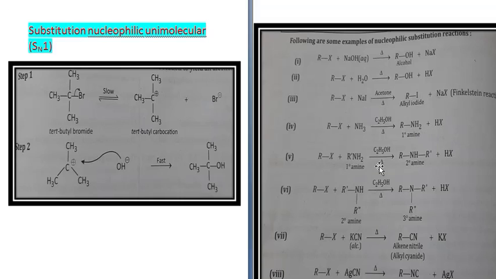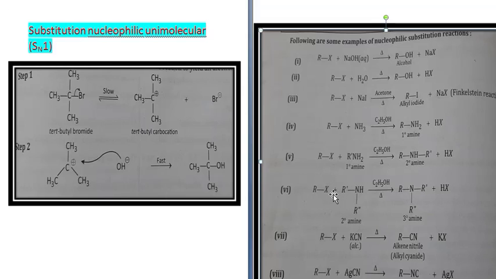RX plus primary amine R'-NH2, in presence of ethyl alcohol and heating, you get RNHR'. This is secondary amine plus HX. RX plus secondary amine R'NHR'' in presence of ethyl alcohol and on heating gives you tertiary amine RNR'R'' plus HX.